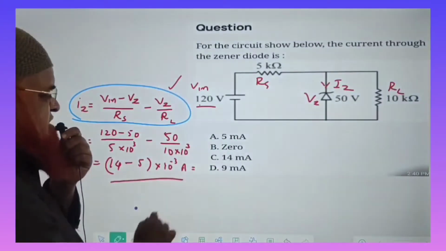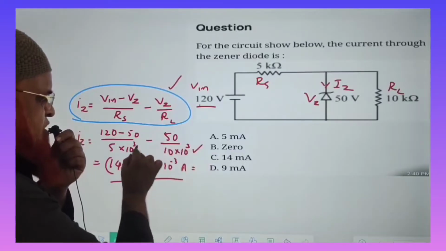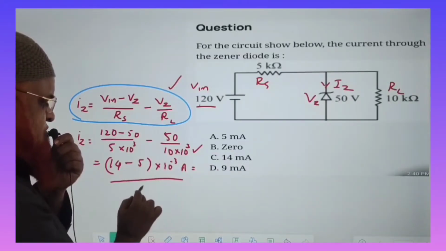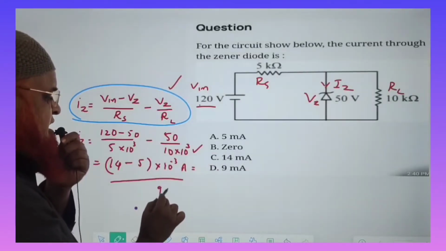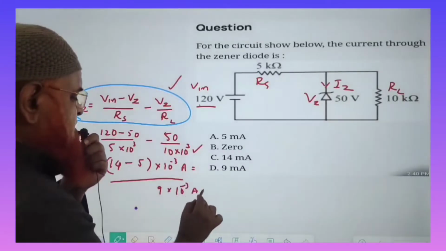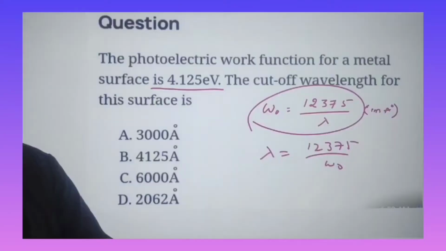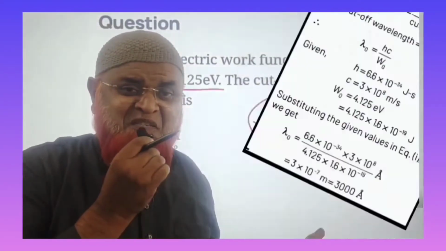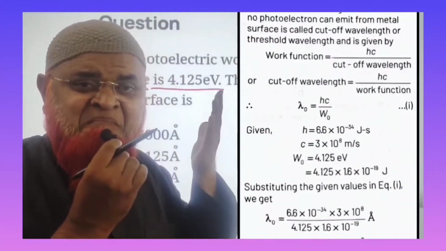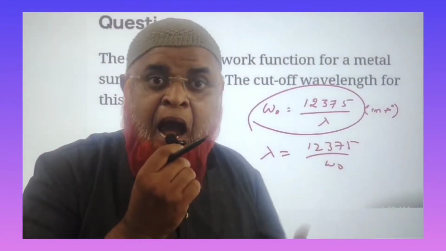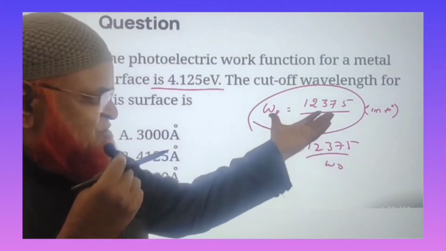So if you simplify this, take this 10 power 3 to the numerator as 10 power minus 3, it becomes 14 minus 5, that is 9 into 10 power minus 3 amperes, which is nothing but 9 milliamperes. This is going to be your answer. Where is the time for this many big calculations in the exam? Not necessary. I have got a shortcut for you. This is going to be your shortcut here.